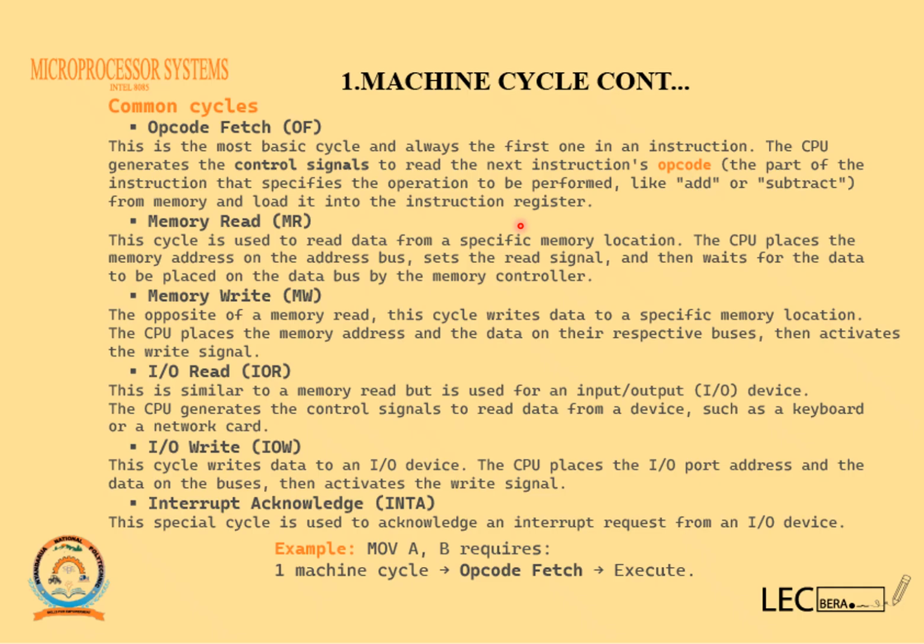So we have an example here. I'm moving data from register B to register A. So how many cycles do I need to accomplish this? I only need one machine cycle, and that machine cycle is going to be what? Opcode fetch machine cycle. So we can have other examples of storing data to the memory, reading data from the memory, writing data to the memory, among other examples, which we are going to see as we continue.